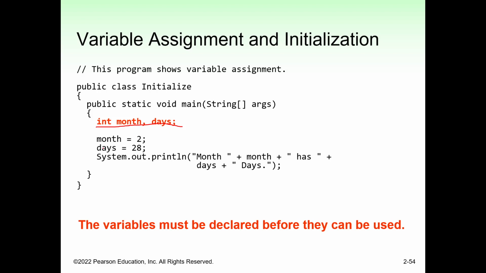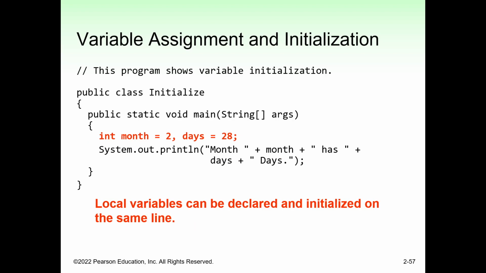Now, in this case, we are assigning our variable month to 2 and days to 28. And whatever is going to be printed, we're going to have month plus months plus has plus days plus days. So this will print month 2 has 28 days.